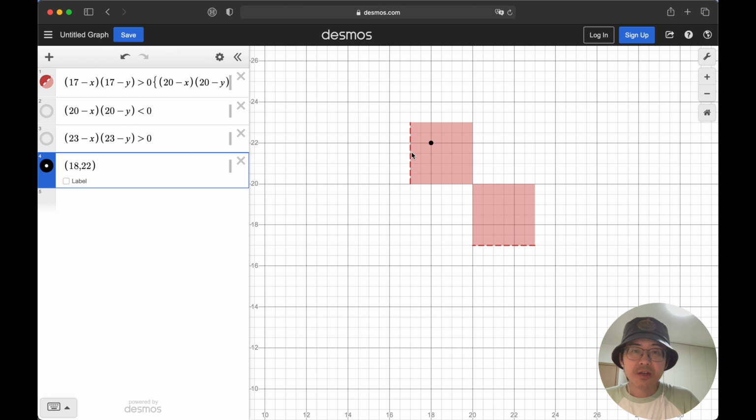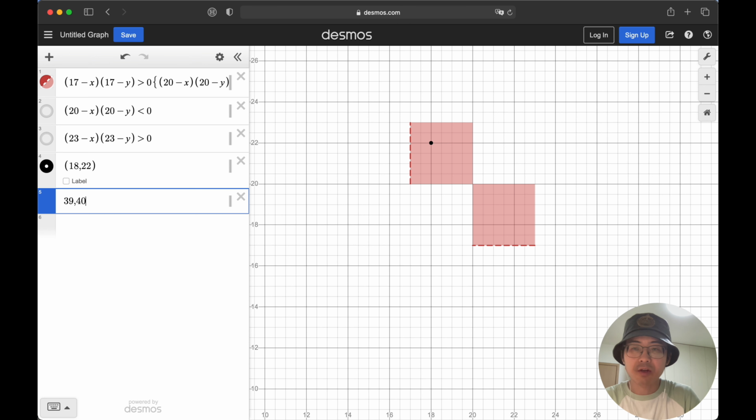Remember that you cannot use values on the boundary because we have dashed lines. The dashed line means that the points on the line do not satisfy the system of inequalities. So 39, 40, or 41 are all acceptable answers to this question.